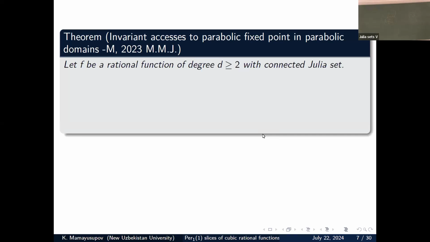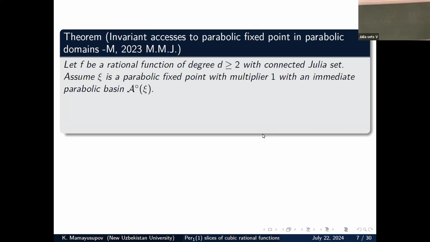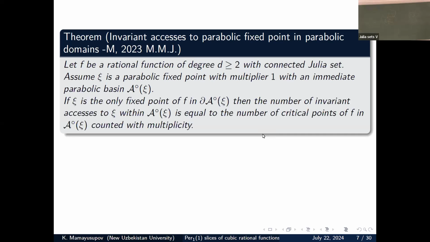And here is a first result. So let's take a rational function with connected Julia set. It's important that we have a connected Julia set. For non-connected, many things don't work. So you have a parabolic fixed point as usual. Now, if you don't have another fixed point on the boundary of the immediate basin, then you can control the number of accesses to this fixed point, and it's exactly the number of critical points. So critical points are very important. And here, every access is also invariant.